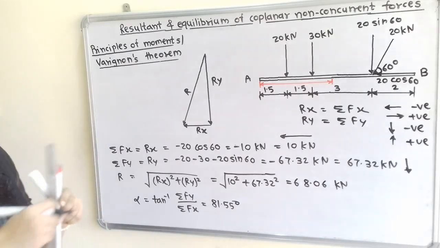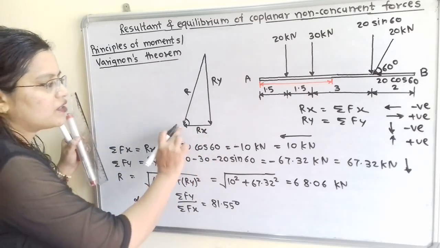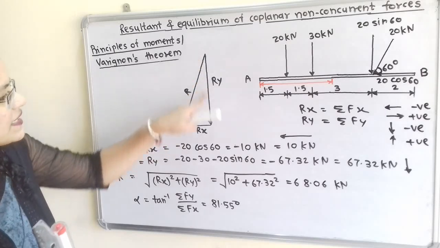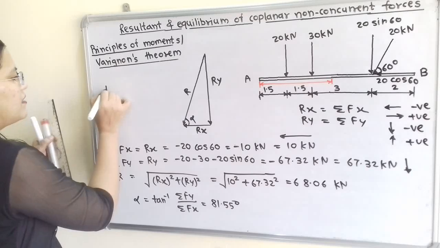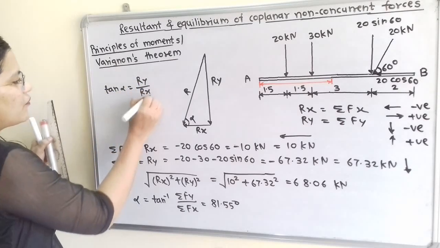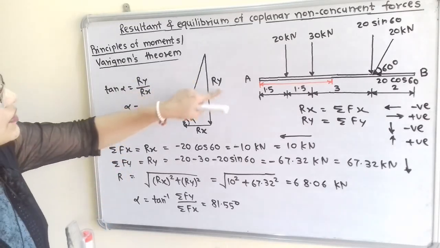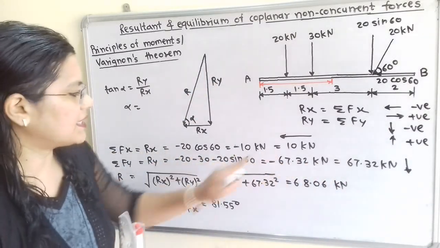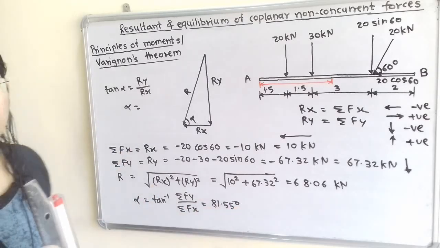Now we have to find out the angle of inclination of this R with the horizontal line, that is along the x-axis. So we can say that this is the angle alpha. From this triangle, tan alpha is equal to Ry by Rx, and therefore alpha is equal to tan inverse of Ry by Rx. So tan inverse of, what is the value of Ry? 67 and Rx 10. So when we solve this we will get alpha is equal to 81.55 degree.